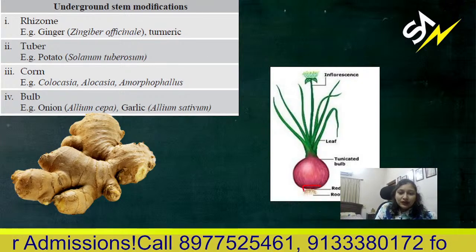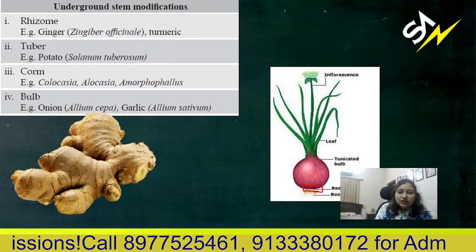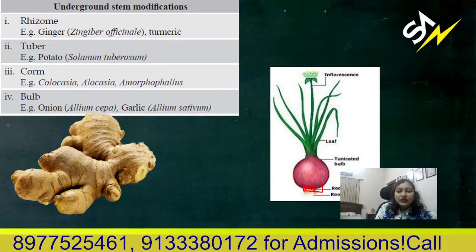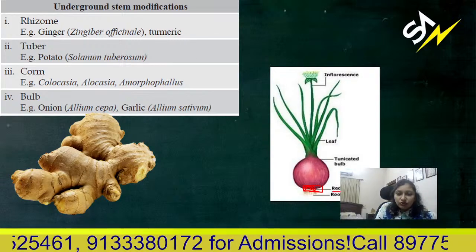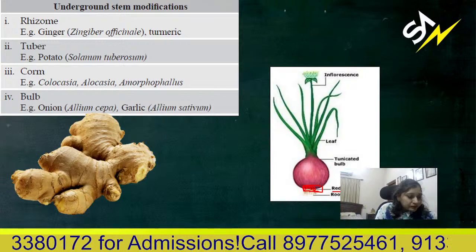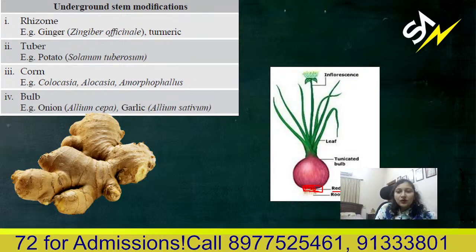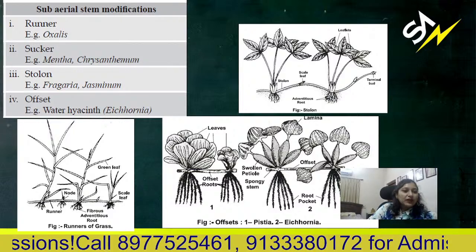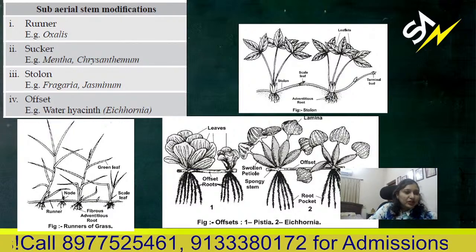Look here, this white portion or small portion of the onion, which we normally throw out, is actually the reduced stem of the onion. Then subaerial stem modifications, these are for vegetative propagation, guys.